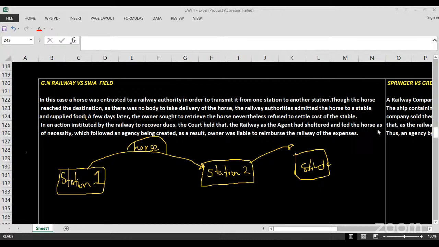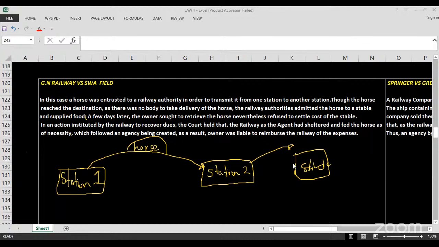But what that owner is telling is, he said no, we can't do. He's refusing to make the payment. Okay. In an action instituted by the railway to recover the dues, the court held that the railway, as an agent, had sheltered and fed the horse as of necessity, which followed an agency being created. As a result, the owner was liable to reimburse the railway of the expense.